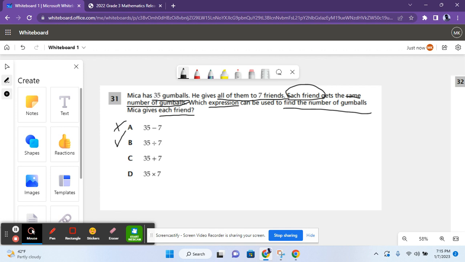For C, it says 35 plus 7. For 35 plus 7, you're just adding 7 gumballs. You're not distributing them. So C is not a correct answer. For D, it says 35 times 7. For 35 times 7, you're just multiplying 35 7 times. You're increasing the number. You're not distributing it. So D is not a correct answer either. That means that B is the correct answer for question 31.